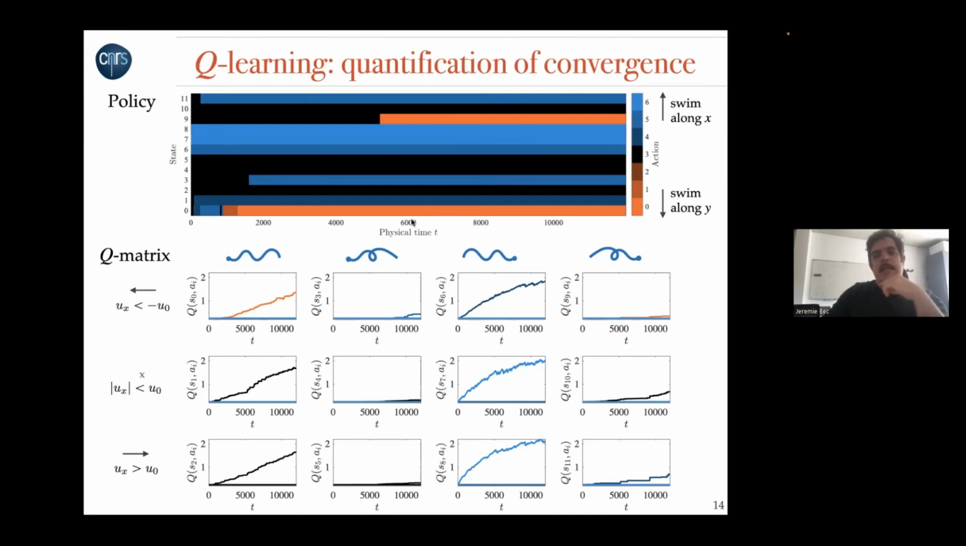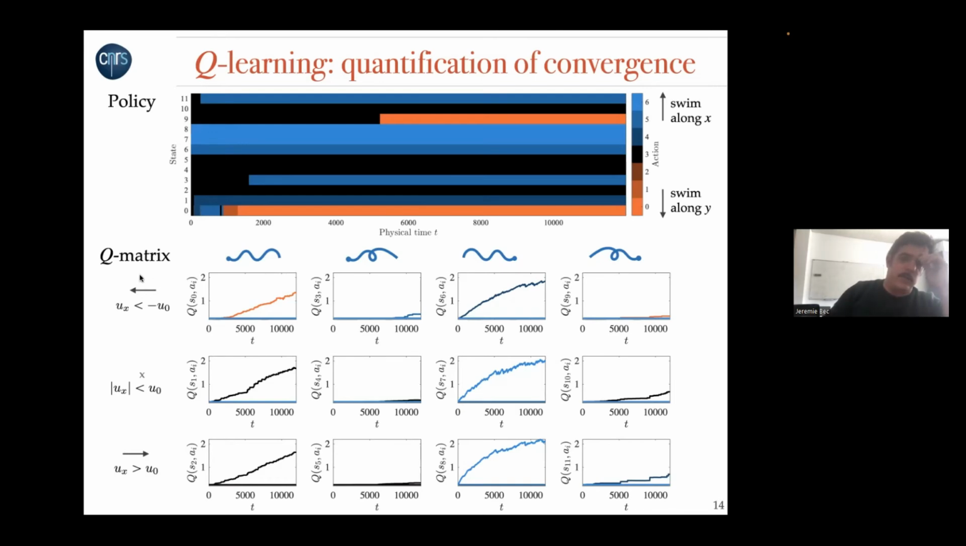So what you see is that after a time of the order of 5,000, 6,000, the policy has converged. There is no more change in the policy, because the strips are constant. And what you see also is that everything is happening mainly at the very early stages of the genetic algorithm.